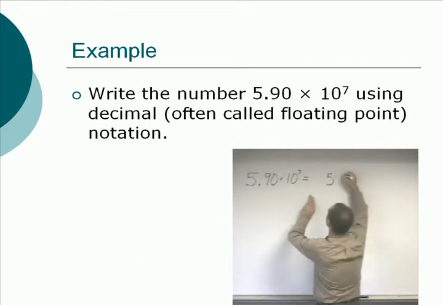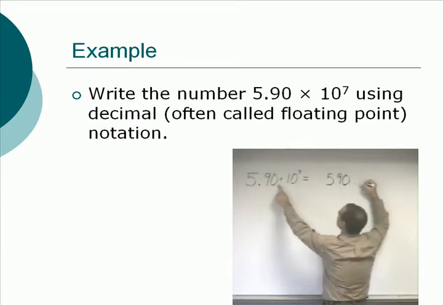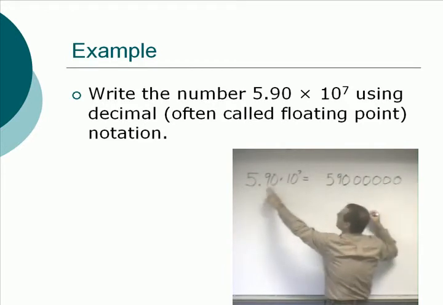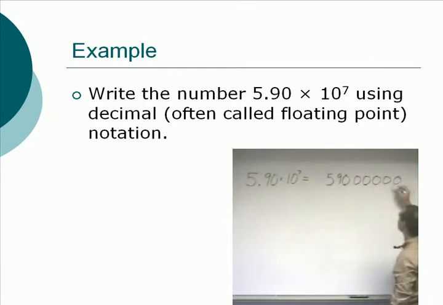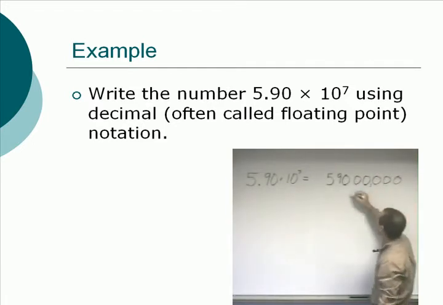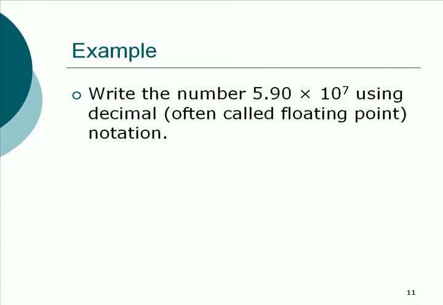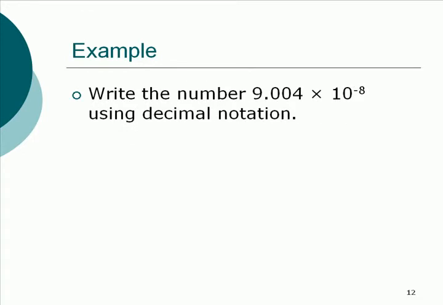And so we end up with 5, 9, 2 places gets it out after the 0. And now we have to put on how many more zeros here? We have to put 5 more zeros. We can move it 1, 2, and then we need to move it 5 more places. We can put in our commas appropriately, 1, 2, 3, 4, 5, 6, and as it turns out, 5.90 times 10 to the 7th is actually equal to 59 million. Look okay? Another. 9.004 times 10 to the negative 8 using decimal notation.